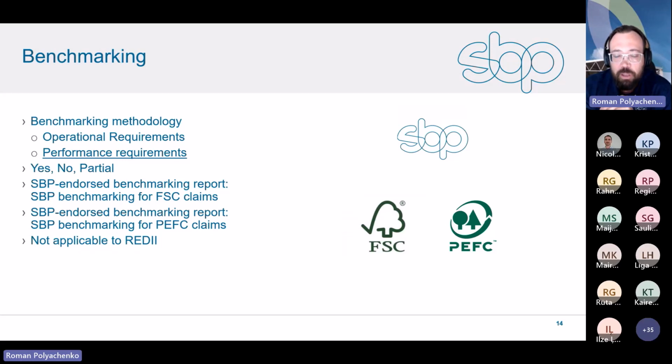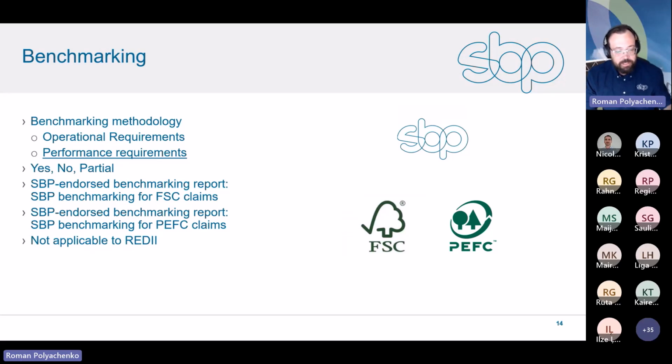A few words about methodology, just as a background. The methodology covers operational and performance requirements. Operational requirements include the scheme structure, processes, oversight. This part is not relevant for certificate holders and is taken care of by SBP. So what we mean here is that when assessing benchmarking of other schemes, we try to look at the organizations, including that those FSC and PFC schemes are credible, well known, well established, have a very strong structure, all the transparency mechanisms, very strong accreditation mechanisms, and so on.